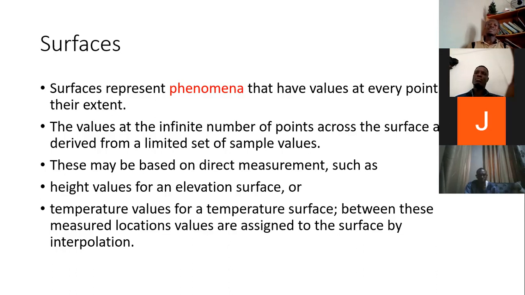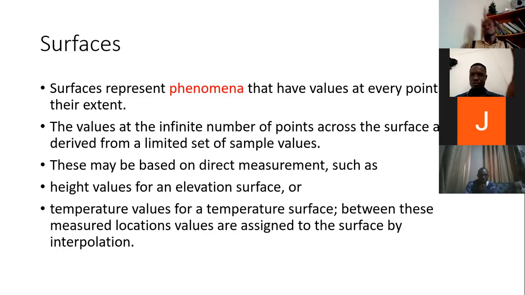All right, so the values at the infinite number of points across the surface are derived from a limited set of sample values. What this actually means, once you have samples, then you can talk about deriving. Are you okay? So it means you really didn't originally have values at certain places. But now, by the definition of a surface, I should have values at every point across the extent of this surface.